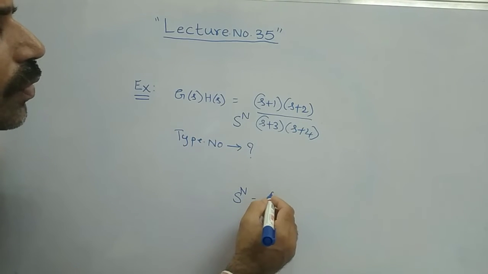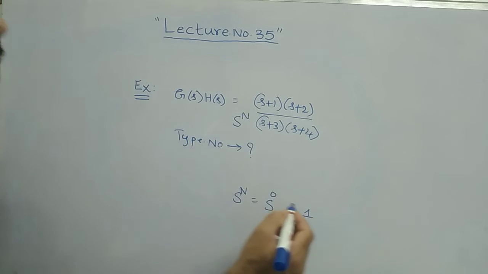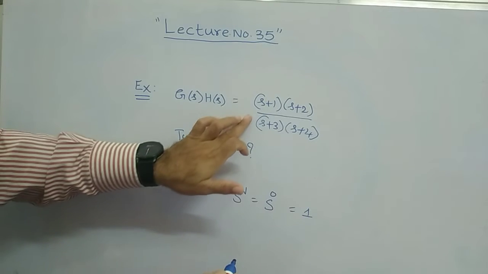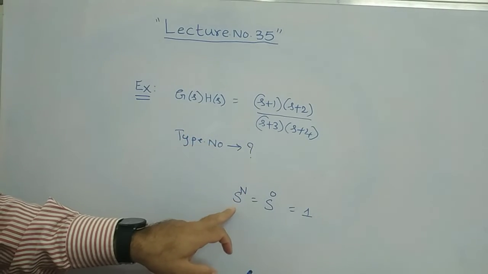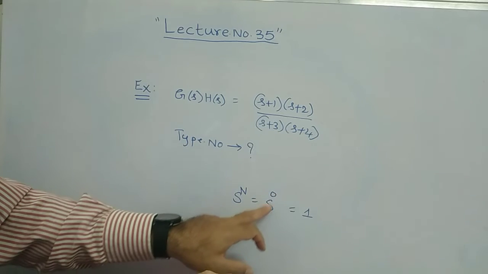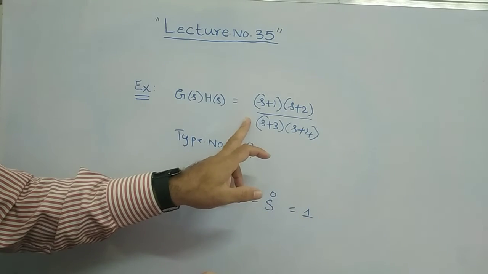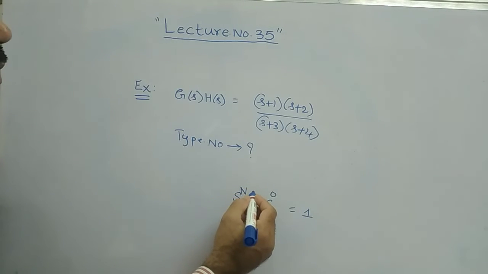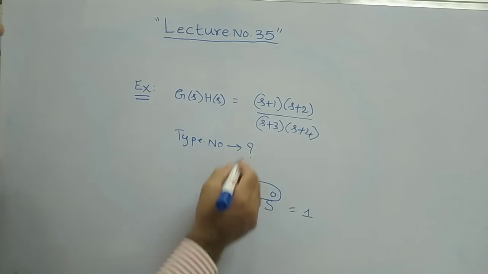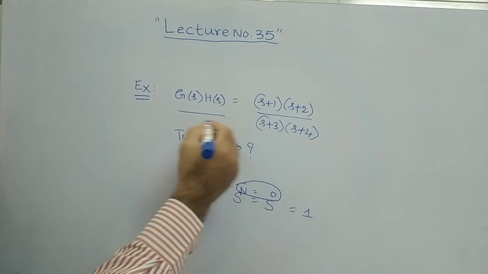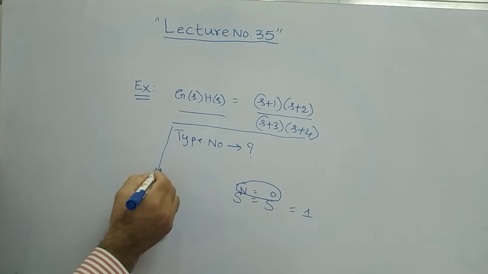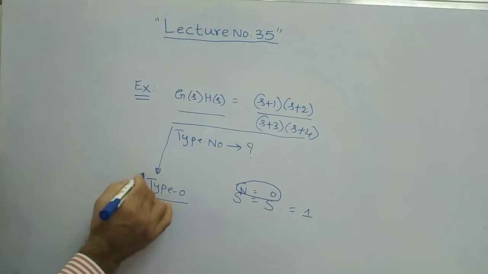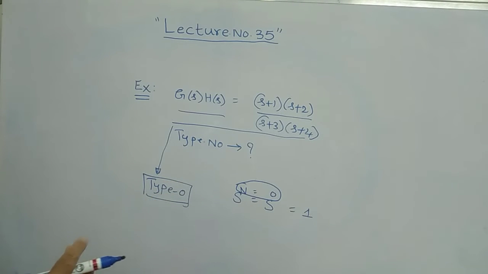If you substitute the n value with 0, then what is s power 0? It is 1. Therefore, even though the s factor is not available here, it means that s power n is there, but the n value is 0. Something power 0 is 1. So what is the n value here? n equal to 0, therefore it is called a type 0 system. Type 0 system. Clear?